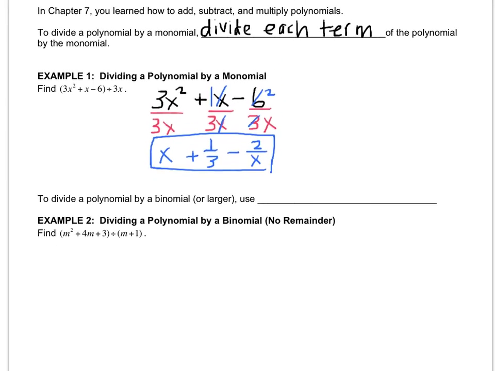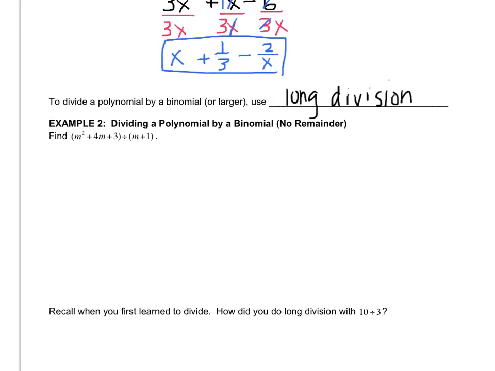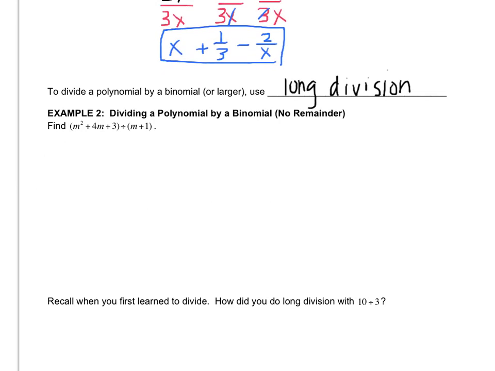Now, when you want to divide by something bigger than a monomial, you use good old-fashioned long division. No joke. So if you don't remember long division, pause the video now, go learn it, and then come back, because there's no way. You got to know long division. So you take your polynomial, m squared plus 4m plus 3, and you divide it by m plus 1.